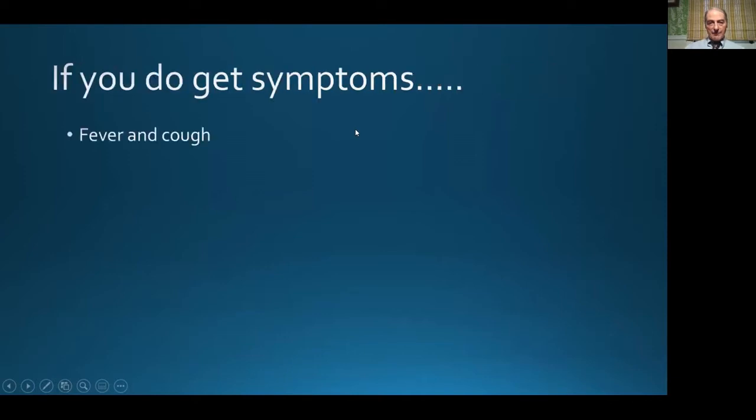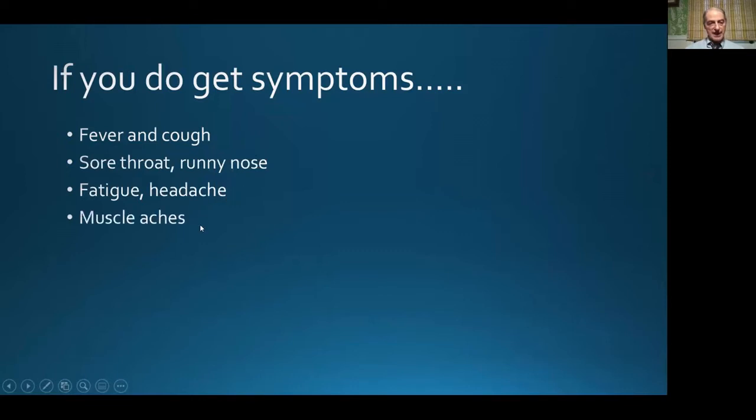So what if you do get symptoms? What do you look out for? I think probably most people in this audience could come up with the list, but obviously fever and cough would be the main symptoms you would be concerned about. Sore throat, runny nose, and upper respiratory-like symptoms may accompany it. There can be some systemic symptoms, fatigue, headache, muscle aches that can be of varying severity. In some cases, almost incapacitating for a period of time, much like influenza.